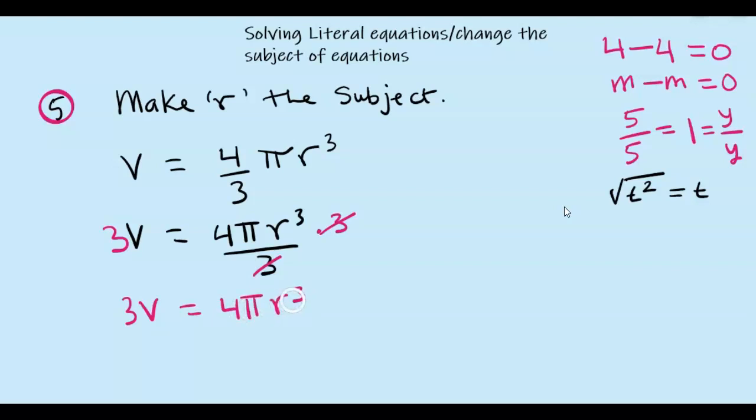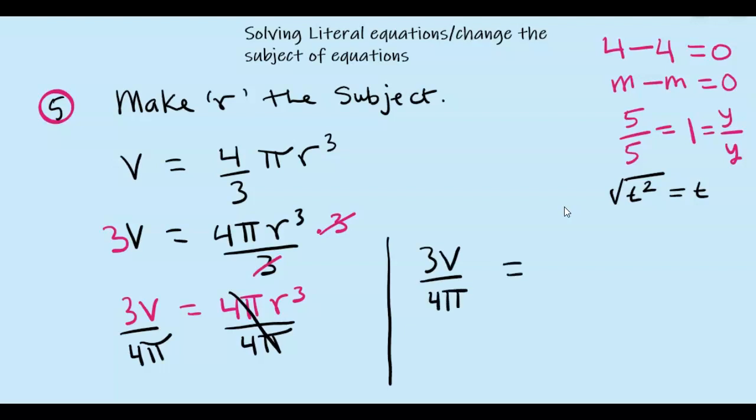Here we are trying to solve for r, but we have r cubed here, and it's being multiplied by 4 pi. So we will divide both sides by 4 pi, and we will repeat the same thing here, 4 pi down here. So it will turn into 1. So right now we got 3v over 4 pi equals r cubed.